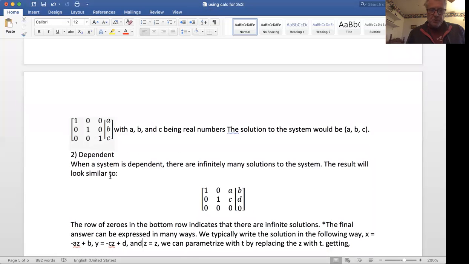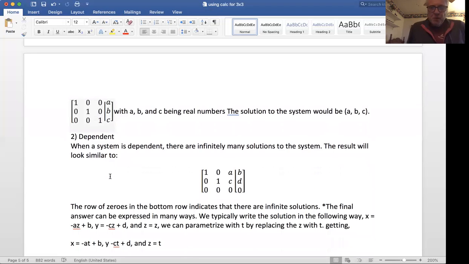What does a dependent solution mean? Remember, the dependent solution is when, basically, they're all the same thing. Remember, with lines, they were the same line. Just written a little bit differently. So when we have a system that's dependent, or there's infinitely many solutions, it looks like this. We have a 1, 0, and then a number. And then on the other side, in that answer column, we have another number. Then we have a 0, 1, a third number, and then in the answer column, we have a fourth number. And then the last row is all zeros.